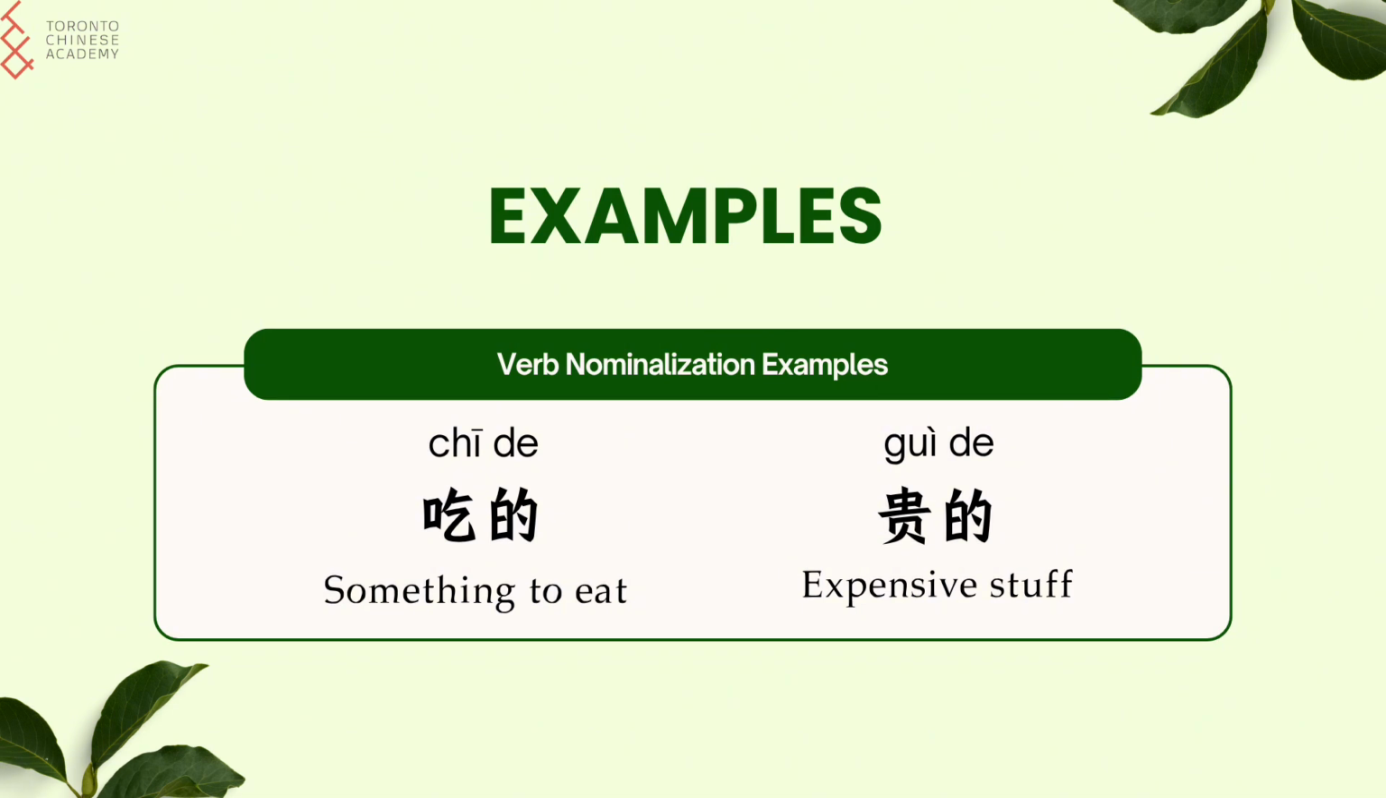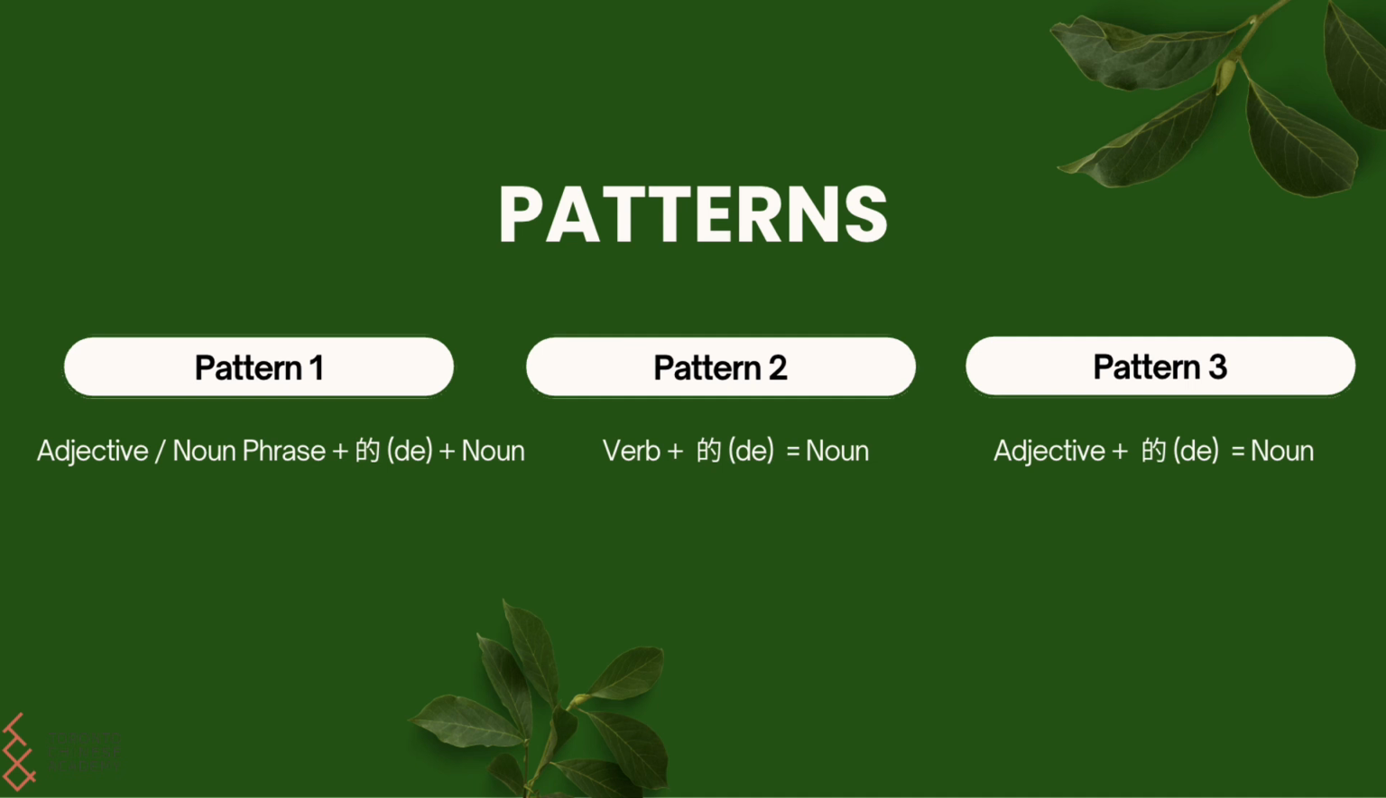Here are some verb nominalization examples. 吃的, which means something to eat. 贵的, which means expensive stuff. Here are the three patterns which this first particle usually uses. In this first pattern, you often have an adjective or a noun phrase followed by the particle de, followed by a noun. In the second pattern, you have a verb followed by the particle de, which makes a noun. And lastly, in the third pattern, you can often have an adjective followed by the particle de, which makes a noun as well.